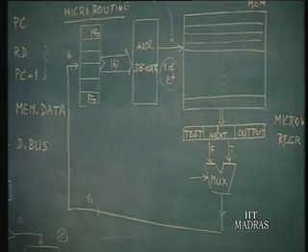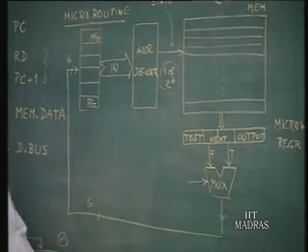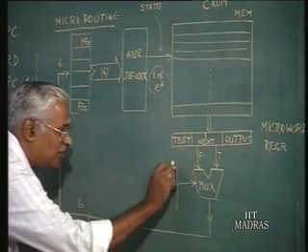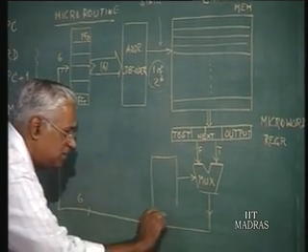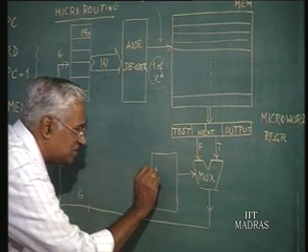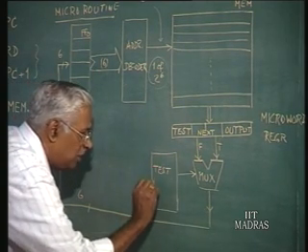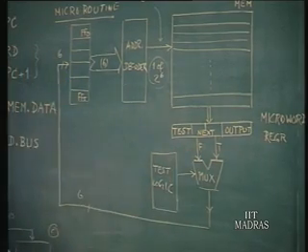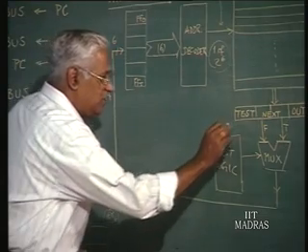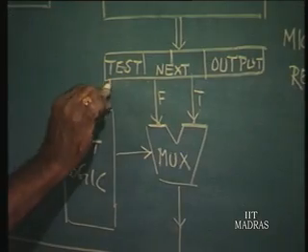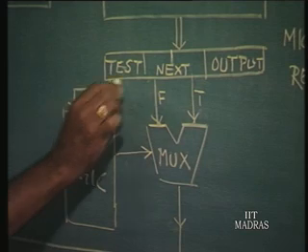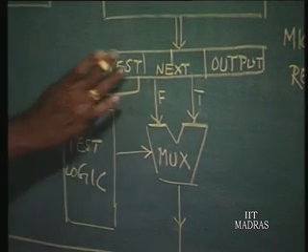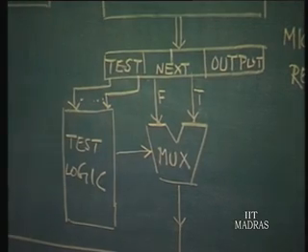Agreed? Now, which of these to pass on? That depends on a selector logic here. Or why don't we call it simply a test logic, the output of which is used to select either the false or the true next state. So this test logic may be many bits wide, we don't know how many.